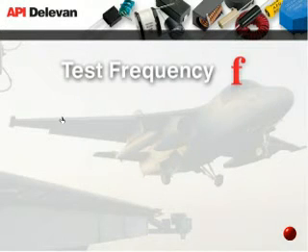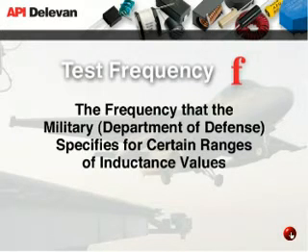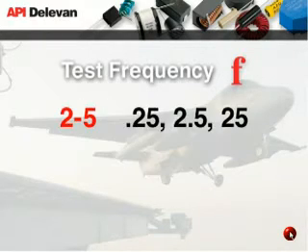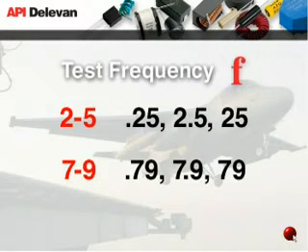Test frequency is an arbitrary frequency originally determined by the DoD. The military required that certain ranges of inductance values be tested at given frequencies and are within the blue line frequencies range of the Hewlett-Packard Q meters. Most test frequencies are multiples of 2.5, such as 0.25, 2.5, 25, and also 7.9, such as 0.79, 7.9, and 79. Test frequencies on a comparator are generally round numbers like 1, 10, or 100 in kilohertz or megahertz.